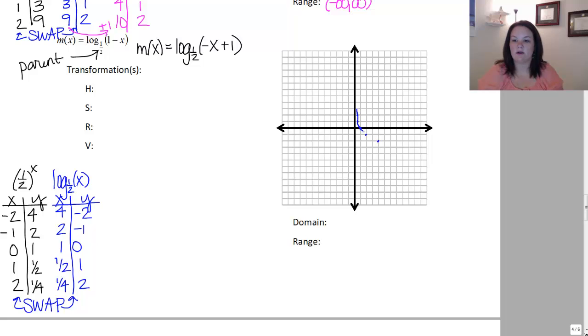So this is what my original, it's not a very curvy line. This is what my original log function looks like. Now what I want to do is identify what transformations have happened.